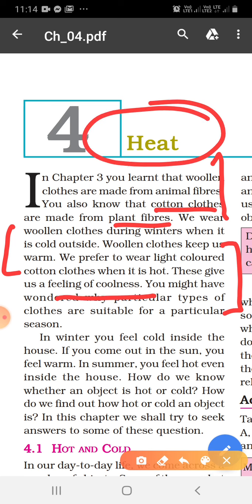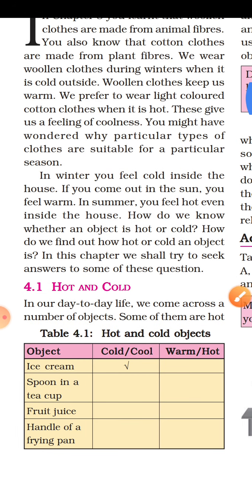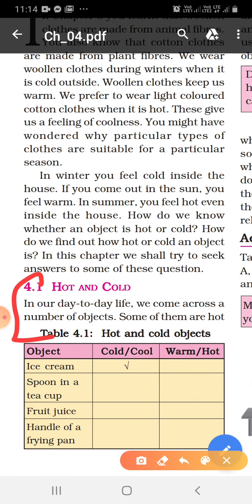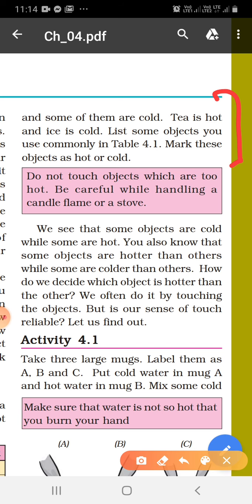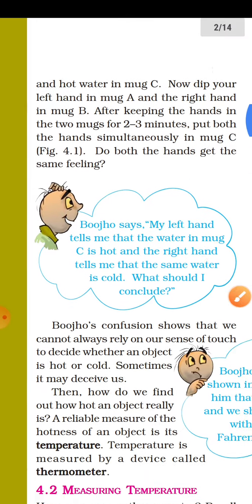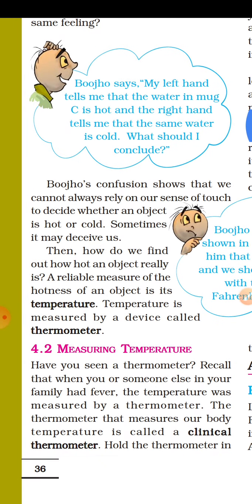And today we are going to start a new chapter. Name of chapter is heat. In our daily life, we come across a number of objects. Some of them are hot and some are cold. For example, tea is hot and ice is cold. How do you come to know? By touching them. But every time you cannot touch the substance to know whether it is hot or cold.